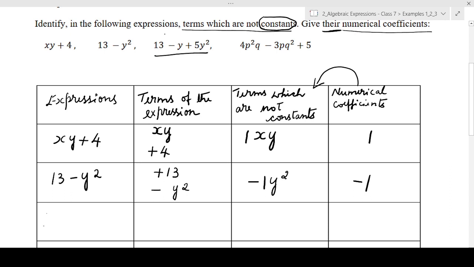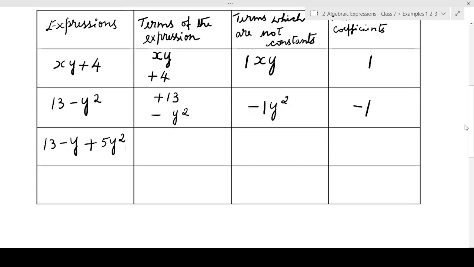13 minus y. So let us write 13 minus y plus 5y square. Now this expression has 3 terms in it. So which are the 3 terms of this expression? We have plus 13. The next term is minus y, and we have one more term plus 5y square. So these are the three terms of this expression.